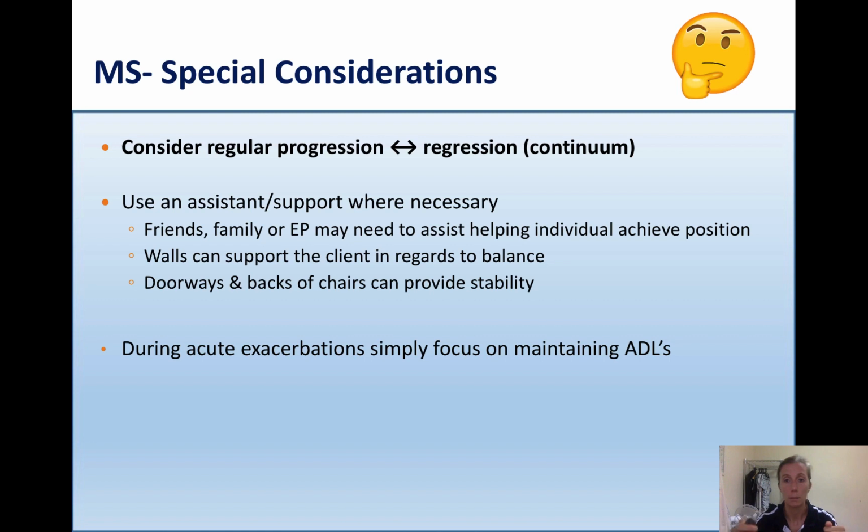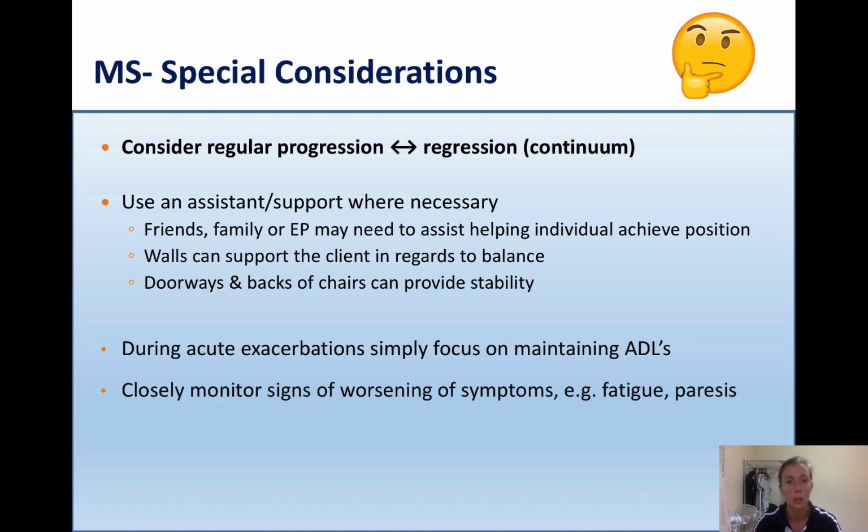So just be patient with that, and obviously when they do once more recover in the better position, you can then work more so on that progression of the program. So you, again, are part of this ongoing medical surveillance, so you need to closely monitor signs of worsening of symptoms. If there's any fatigue, if there's any paresis is more heightened on a particular day, you need to take note of that. You need to communicate that appropriately.